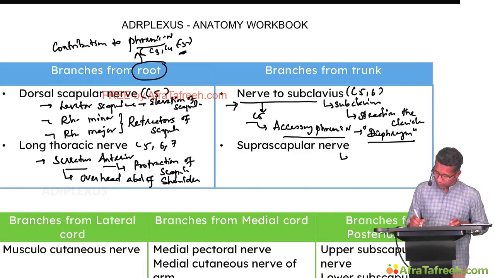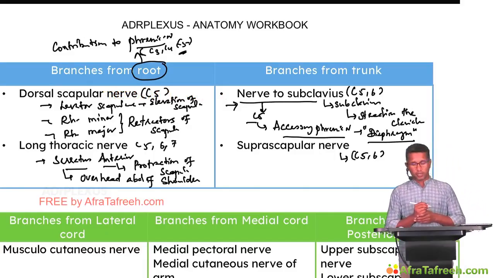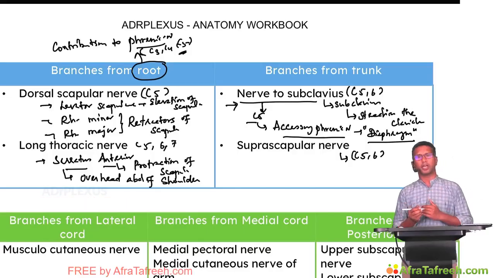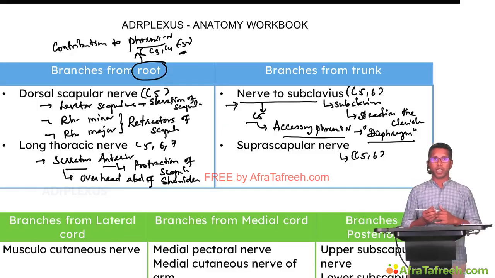Now next nerve from the trunk is the suprascapular nerve. C5 and C6 root value is for the suprascapular nerve again. This suprascapular nerve, after arising from the upper trunk of brachial plexus, passes through a notch called as suprascapular notch, and it passes beneath the ligament called as transverse scapular ligament.